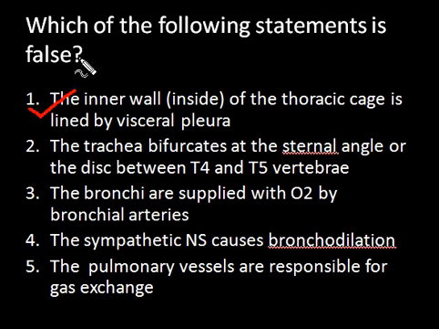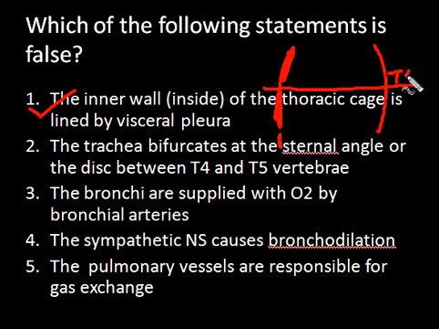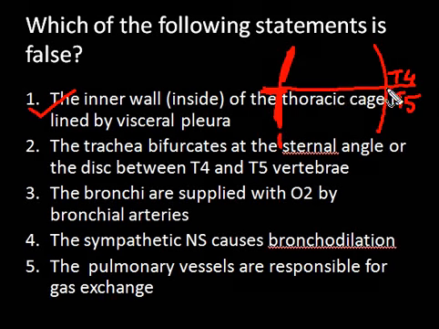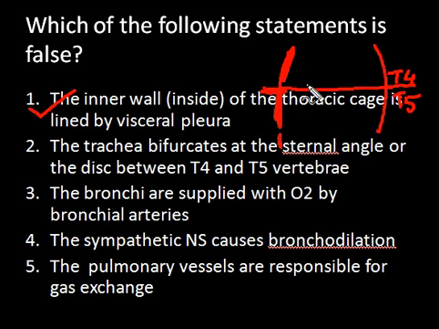But let's look at the other statements, which tells you that the trachea bifurcates at the sternal angle or the disc between T4 and T5 vertebra. This is true, because if you look at an anteroposterior view this way, and let's say that's the manubrium, that's the body of the sternum, and the xiphoid process. This is the sternal angle between the manubrium and the body, and you take a plane across, it bisects the disc between T4 and T5 vertebra. So the sternal angle is anterior, the disc between T4 and T5 is posterior, and a plane passes through both of them. And the trachea does bifurcate at that level. So this statement is true.